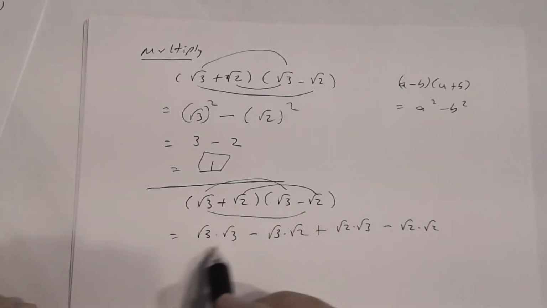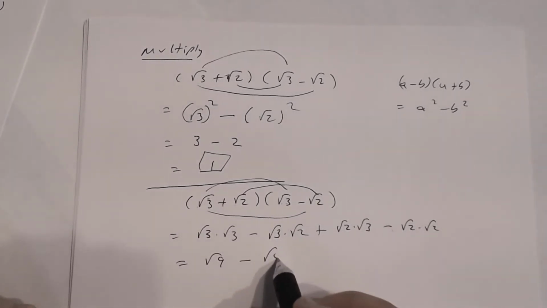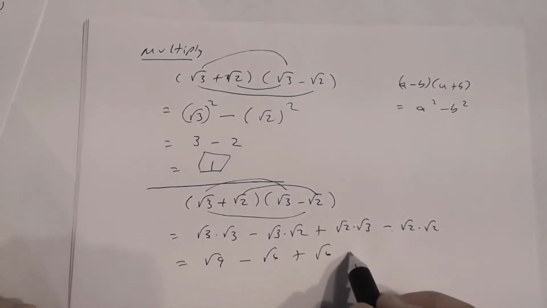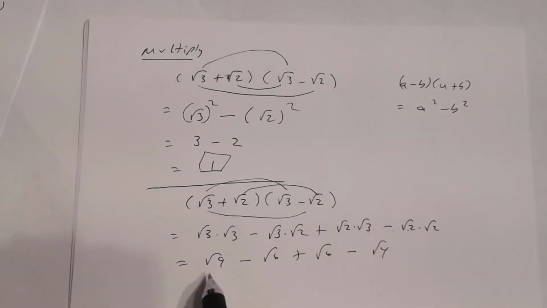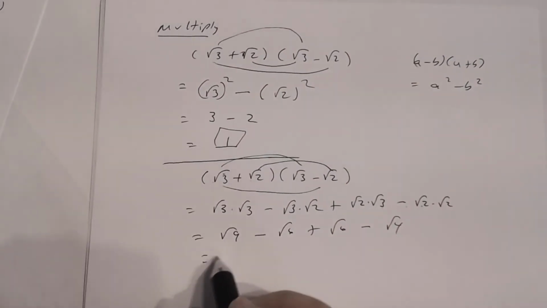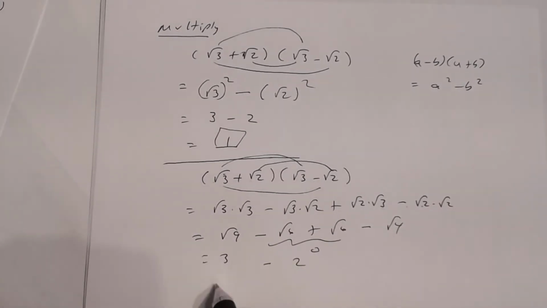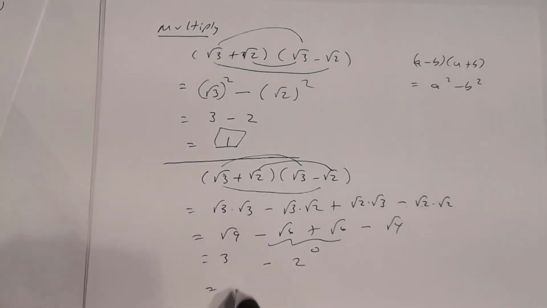And then just use the product rule now. The square root of 3 times the square root of 3 is the square root of 9. The square root of 3 times the square root of 2 is the square root of 6, plus the square root of 2 times the square root of 3 is the square root of 6, minus the square root of 2 times the square root of 2, which is the square root of 4. Notice the square root of 9 is a perfect square, so that's 3. These two add up to 0, they are opposites. And then minus the square root of 4 is 2. Notice you get the same thing, and so you get 1.